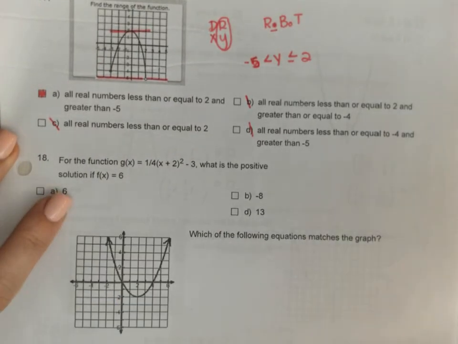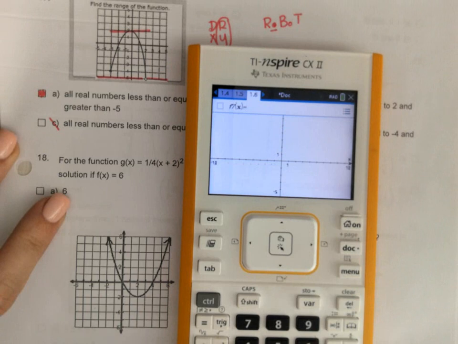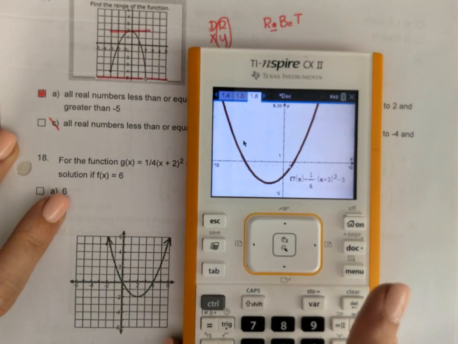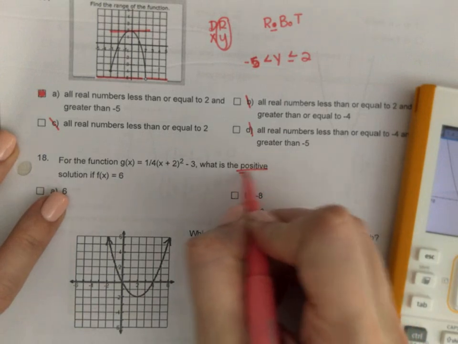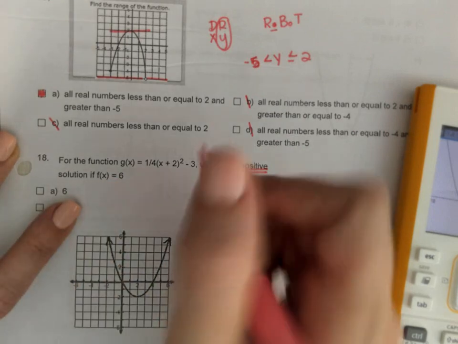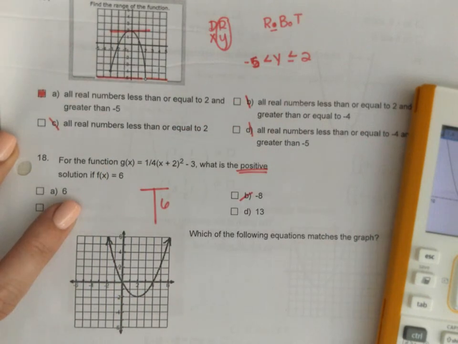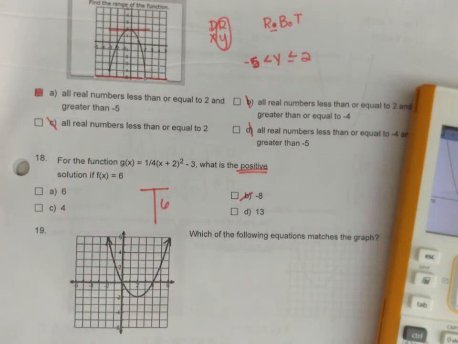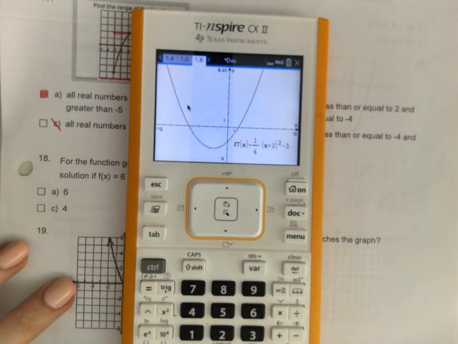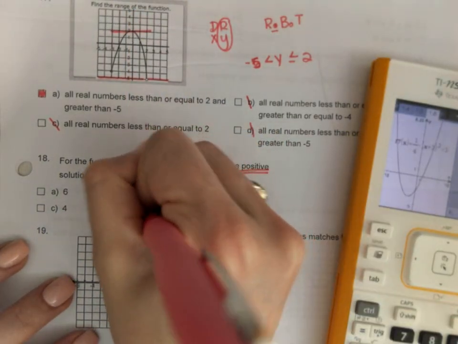For the function g of x equals, they're giving me a function. I need to put it in my calculator. Menu 3, 1. 1 divided by 4, parentheses, x plus 2, close parentheses squared, -3. And they want us to find the positive solution, so we know we're looking for the positive numbers, so it can't be b, for where f of x equals 6. Because that 6 is not in the parentheses, it is the y value. Think of your cheer motions. Inside is x, outside is y. So Control T, and it equals 6 here at 4.